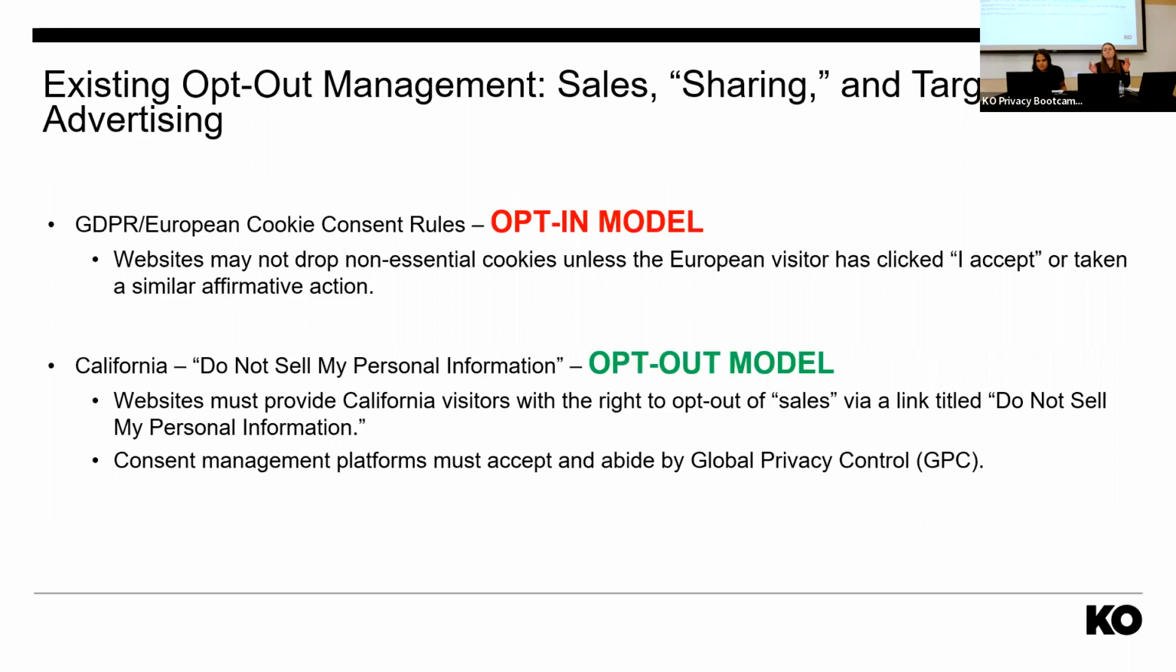So real quick, just where we are right now with respect to operationalizing opt-outs, there are really two models, I should say, that we're worried about in the context of things like cookies, pixels, and tracking technologies. In Europe, it's an opt-in model in general across the board.